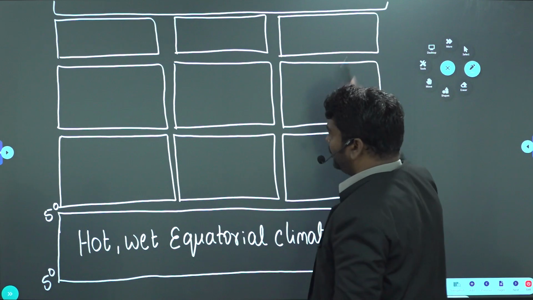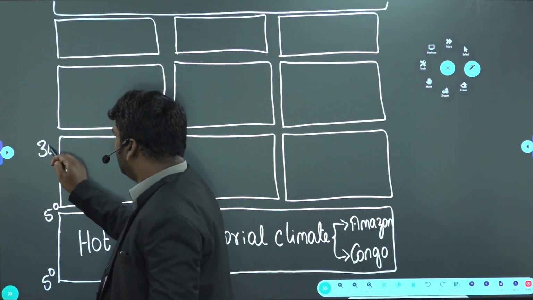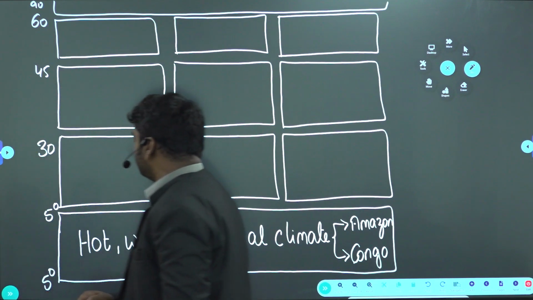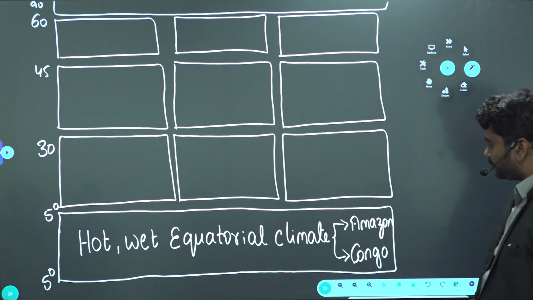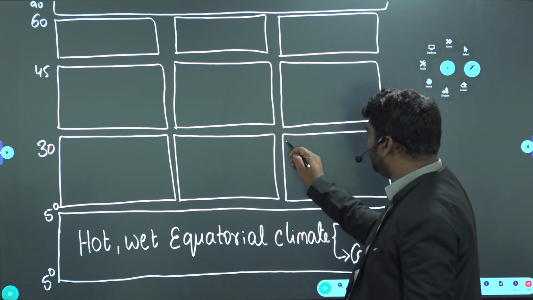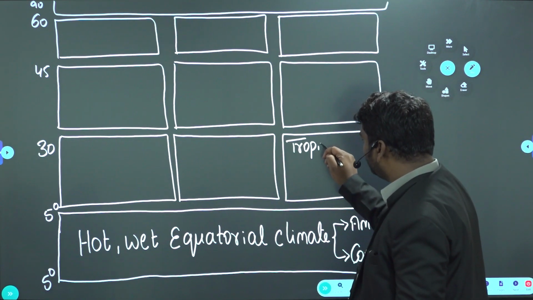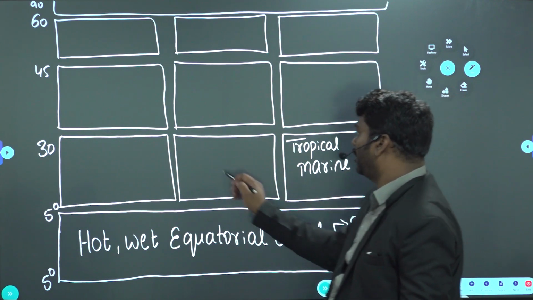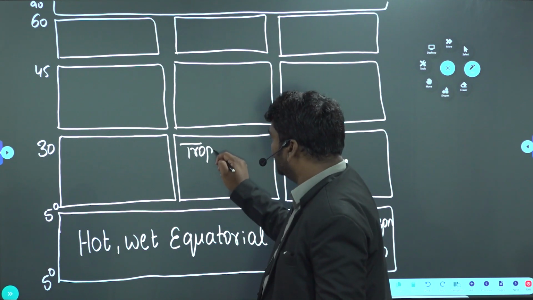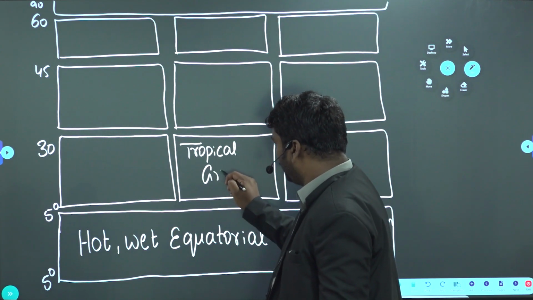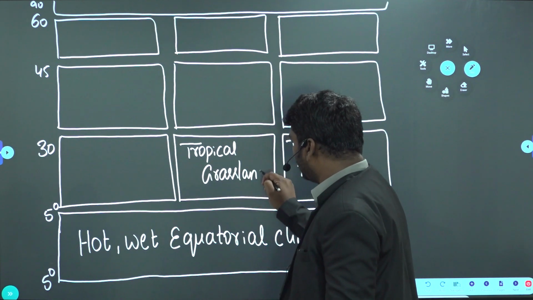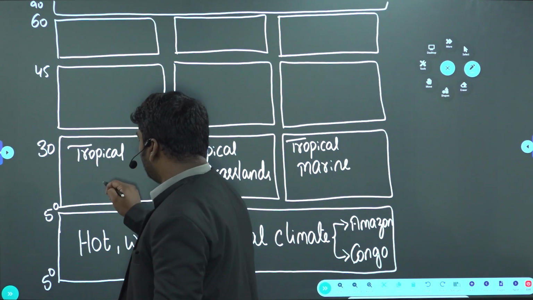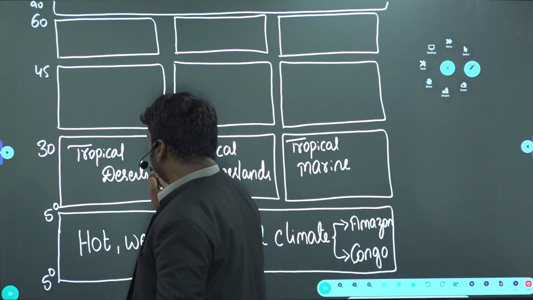Yeah, it's 5 to 30, 30 to 45, 45 to 60, 60 to 90. What do you find on the eastern side of the continents? Tropical marine climate. In between the continents, you will find which one? Tropical grasslands. Here you will find tropical deserts.